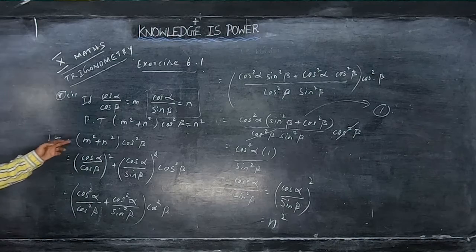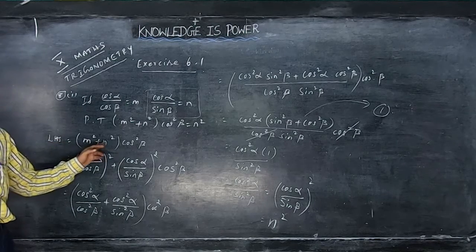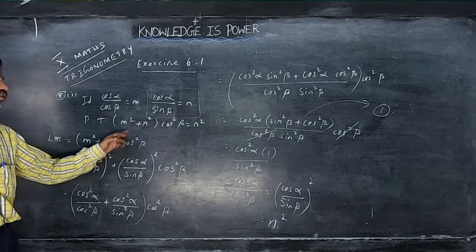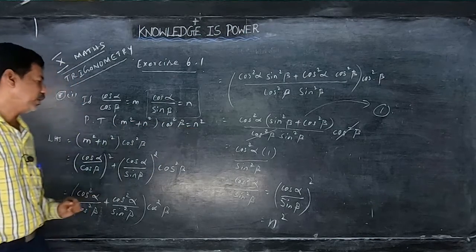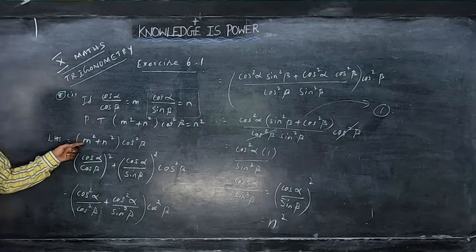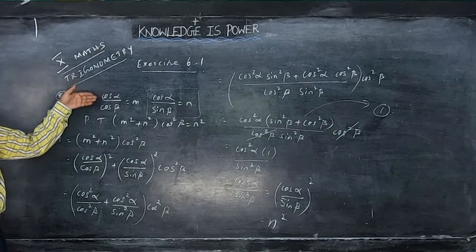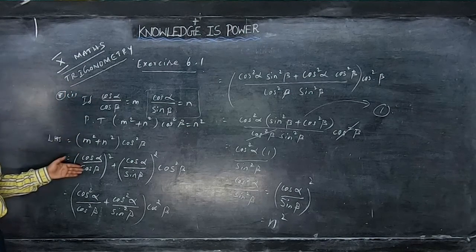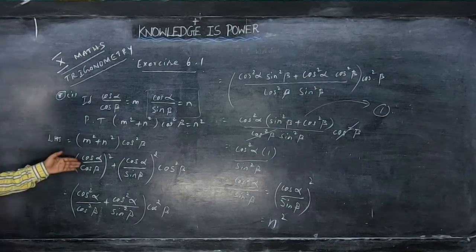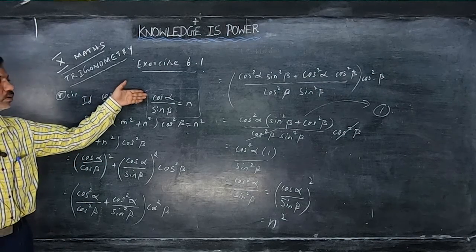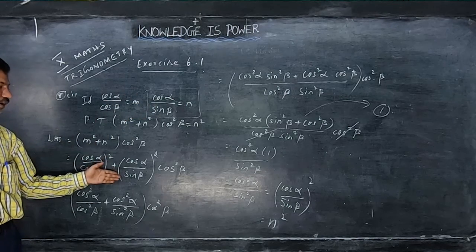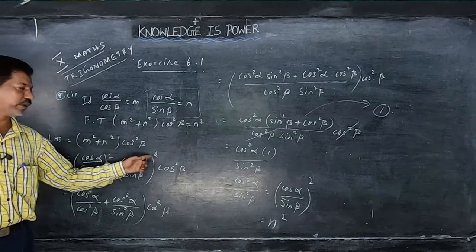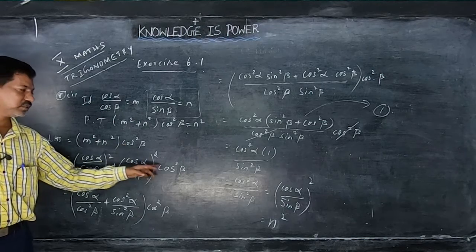Those who did not listen: m square plus n square cos square beta. This is the question asked, and based on this we have to prove n square. See here. What is the value of m? Cos alpha by cos beta. I have written that in place of m. In place of n, what did I write? Cos alpha by sin beta. So that is what I have written. The square is the same.